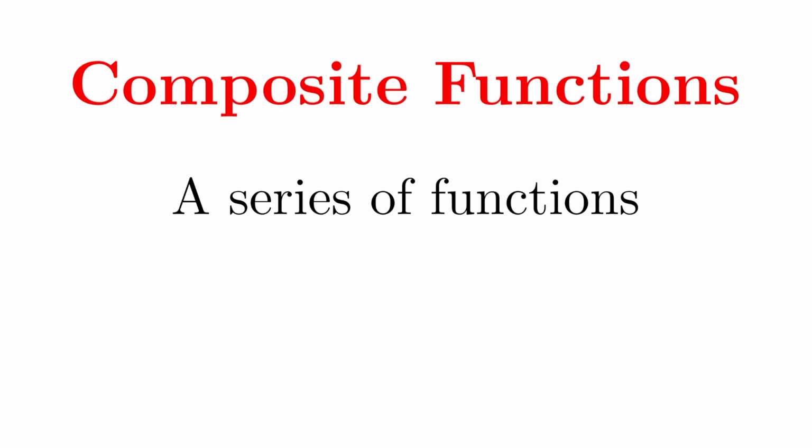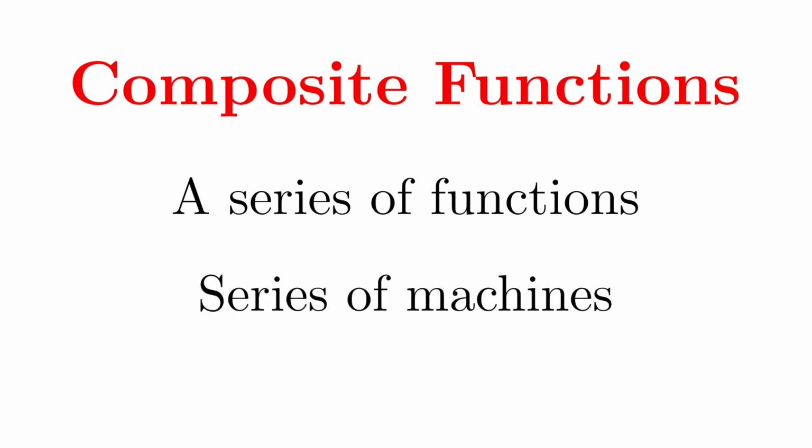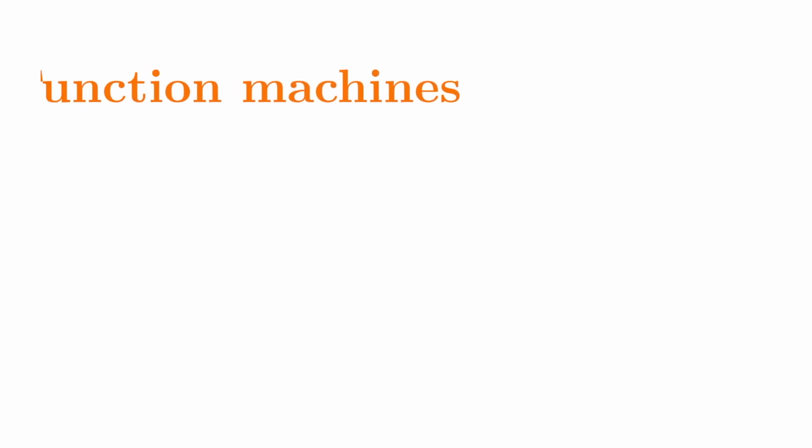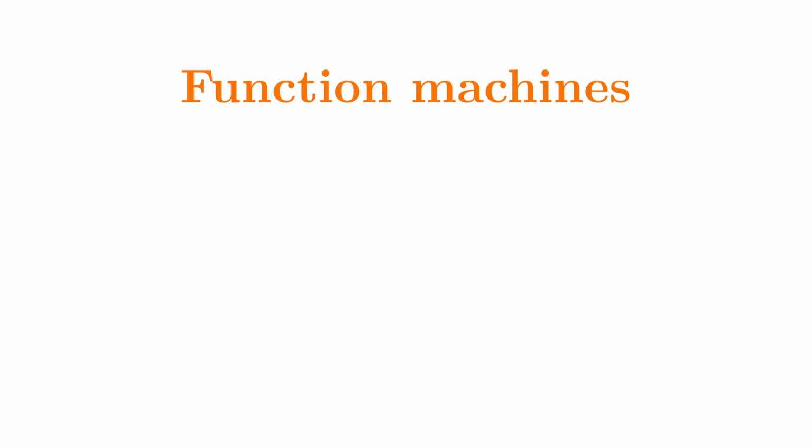And if you want to return to the old analogy about functions in terms of function machines, then we could think of composite functions as a series of function machines. That's how we represent them. Here's why. First, let's go through function machines. Let's think of composite functions as function machines.